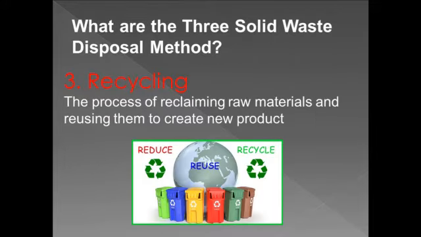The third is recycling. Recycling is a process of reclaiming raw materials and reusing them to create new products. Recycling focuses on the 3 R's: reduce, reuse, and recycle. Reduce means creating less waste at the beginning, such as using cloth shopping bags rather than disposable ones. Reuse refers to finding another use for an object rather than discarding it, such as filling a reusable bottle with drinking water instead of buying a new bottle.